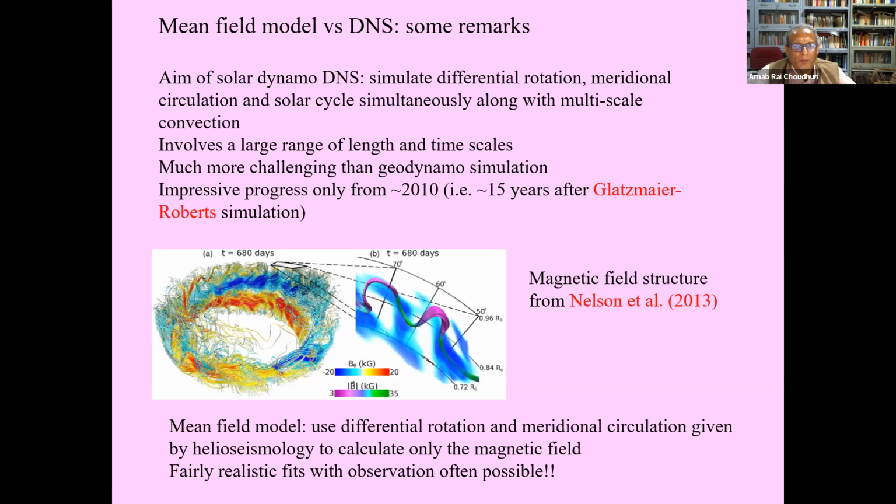The ultimate aim of this field may be to replace mean field models with DNS, but it is unlikely to happen in the very near future. So I would say that the mean field model will remain relevant and will be useful for at least a few more years to come.